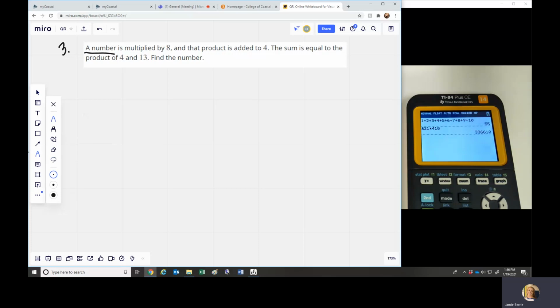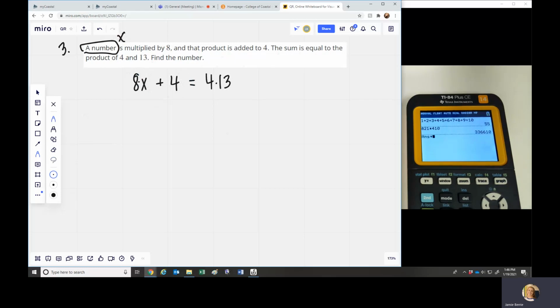Some number, we don't know what it is, we'll just use the variable x to represent that number. Some number x is multiplied by 8. All right, so 8 times x. And that product, so this is called a product because we're multiplying those. So that product is added to 4. And this sum, this is called a sum because you're adding them. That sum is equal to the product of 4 and 13. So that's equal to 4 times 13.